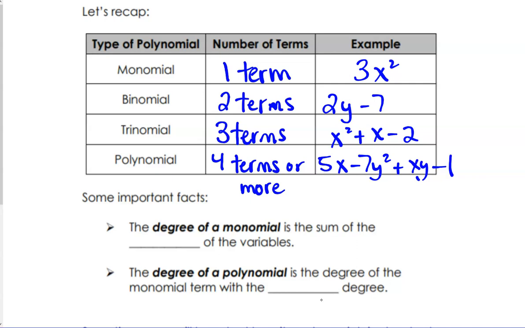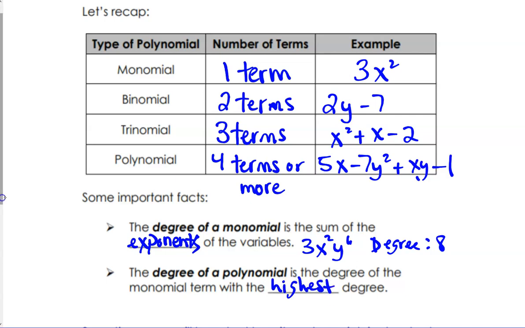Something else we're going to look at are the degrees. The degree of a monomial is the sum of the exponents of our variables. So if I had 3x squared y to the 6th, the degree here would be 2 plus 6, which is 8. The degree of a polynomial is the degree of the monomial with the highest degree. So we're looking for the piece with the highest degree.